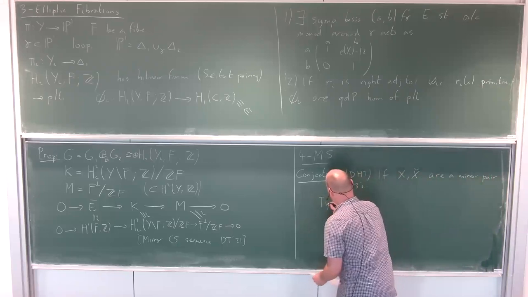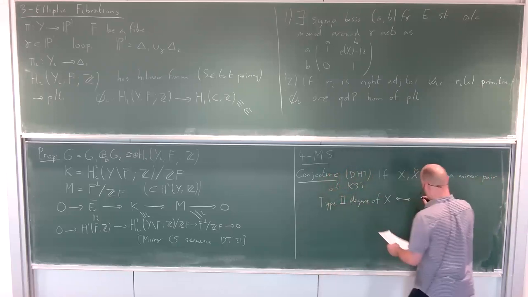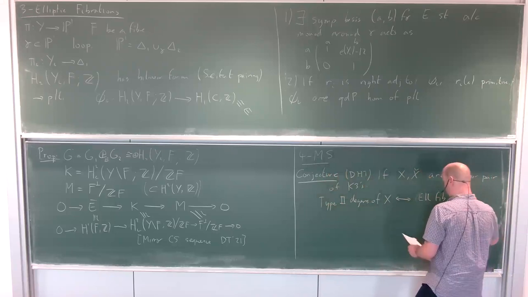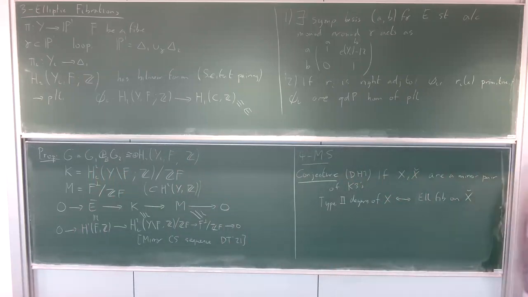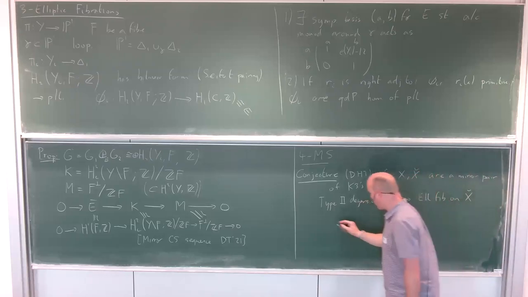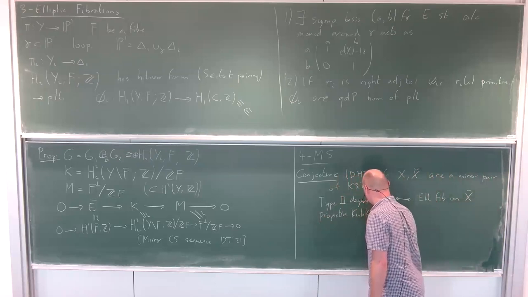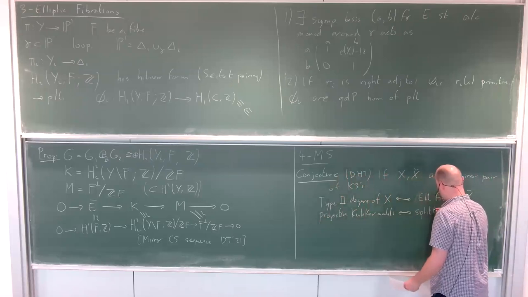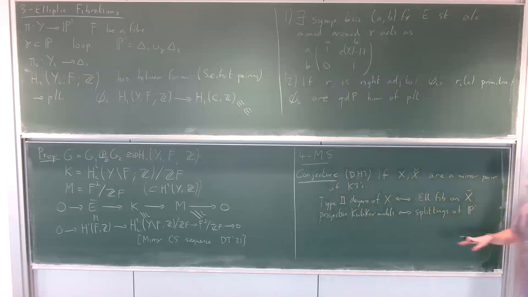then we should have a mirror correspondence between type 2 degenerations of X being mirror to, let's say, elliptic fibrations on X check. Now, if I've got a type 2 degeneration, these are not necessarily unique. There might be multiple different models for the same degeneration, multiple ways of completing the family. So we have something like projective Kulikov models should correspond to these splittings of P1.